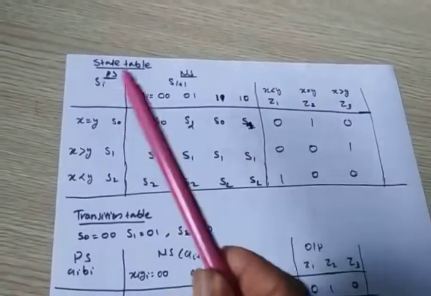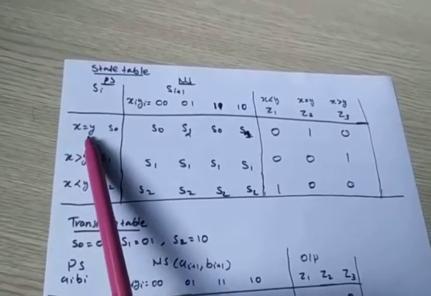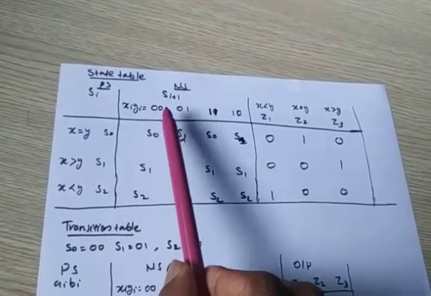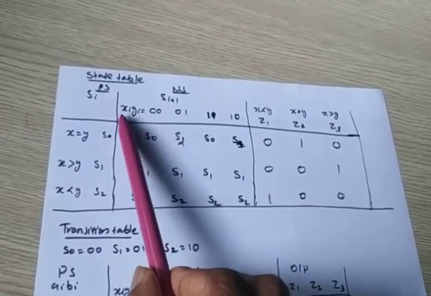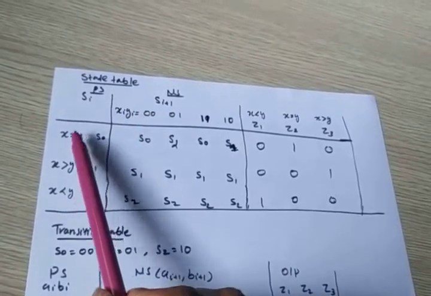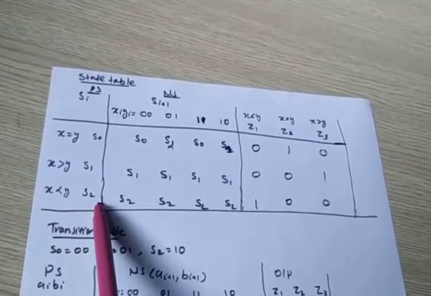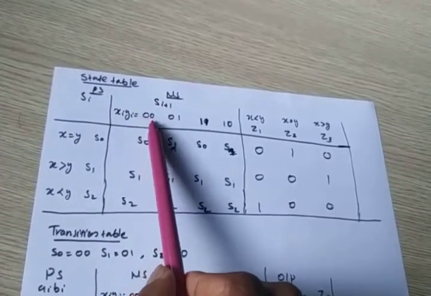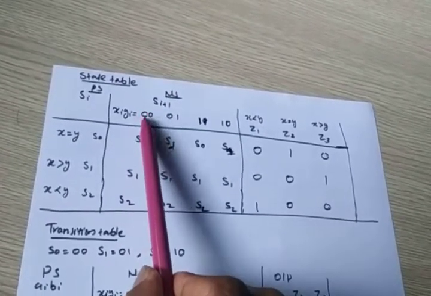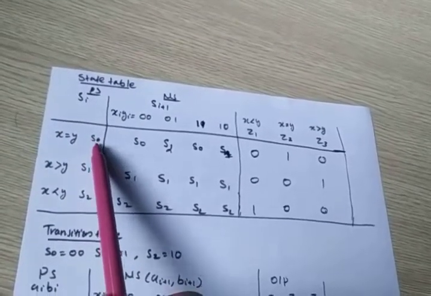Look here. Si, initially it is x equal to y, that is the condition. X equal to y is the present state. 0, 0 comes, meaning Xi 0, Yi 0. Both bits are equal. Here x equal to y I represent as S0, x greater than y is S1, x less than y is S2. If 0, 0 comes, what is the next state? S0 only. That means both bits are equal, x equal to y, represented by S0.